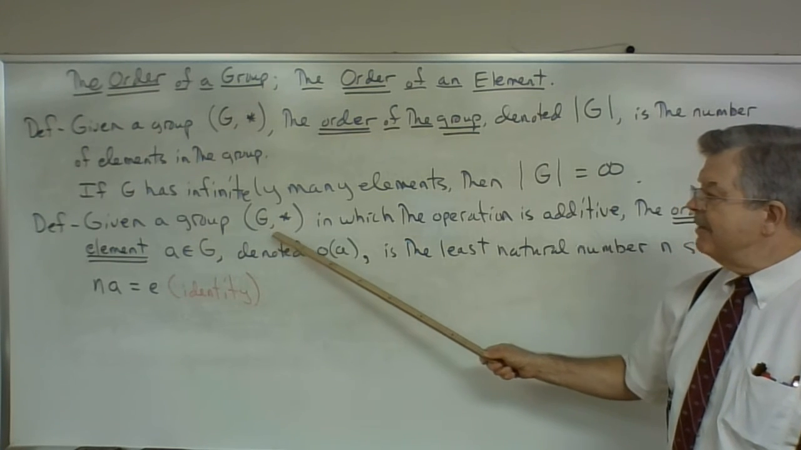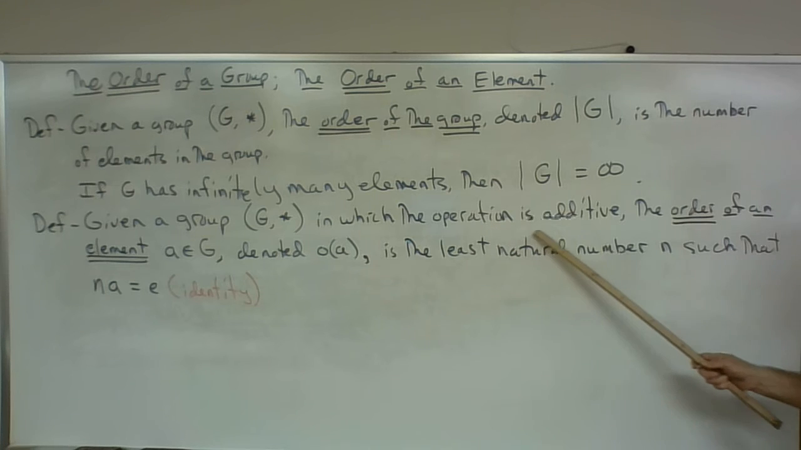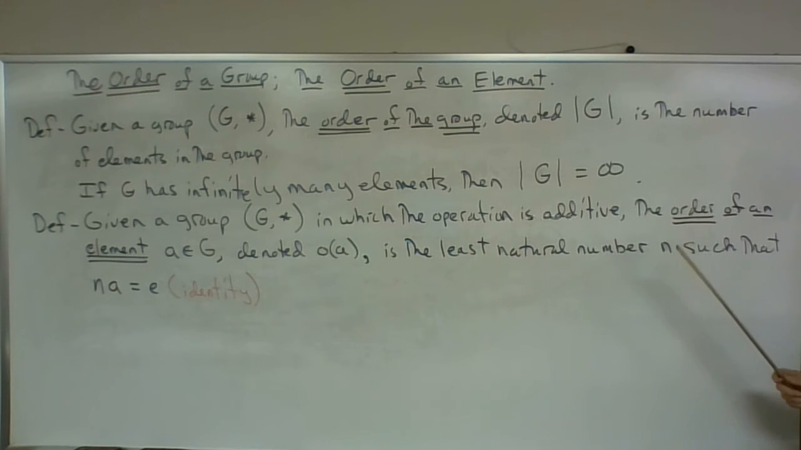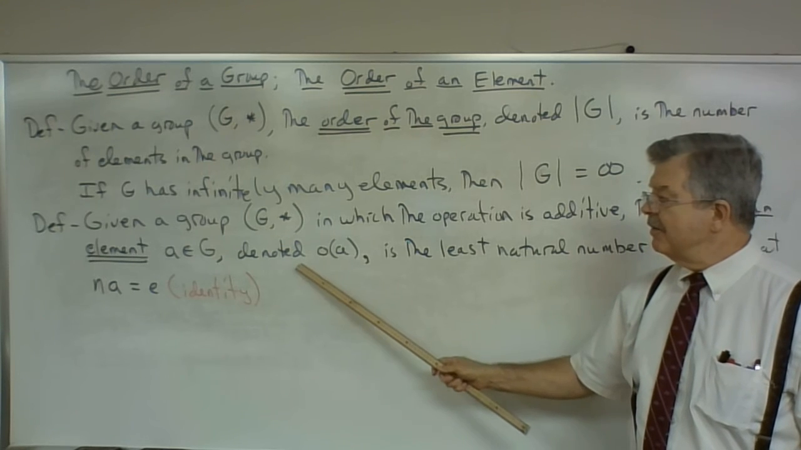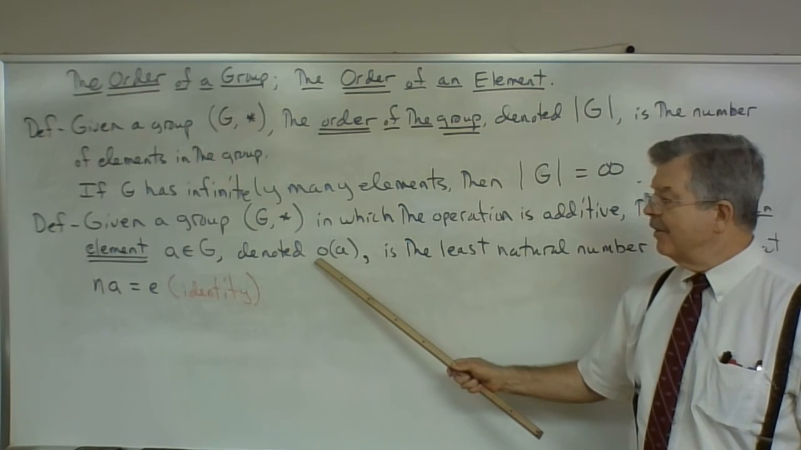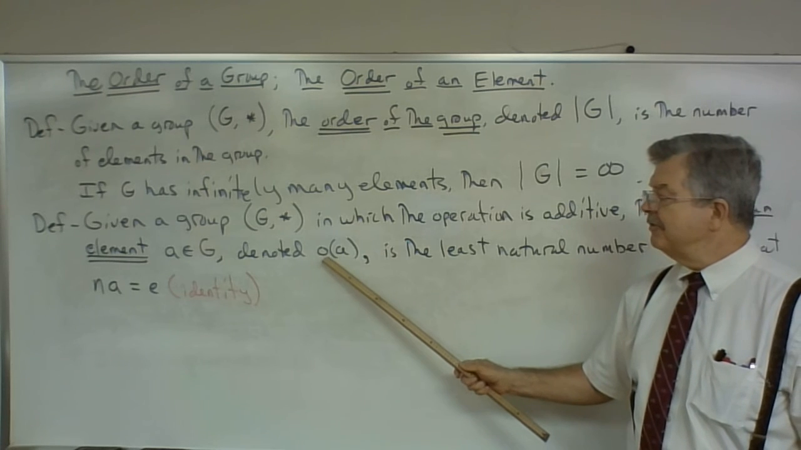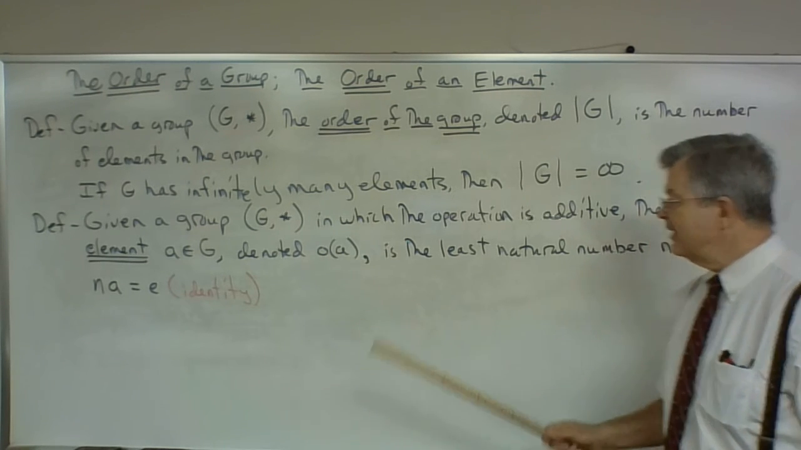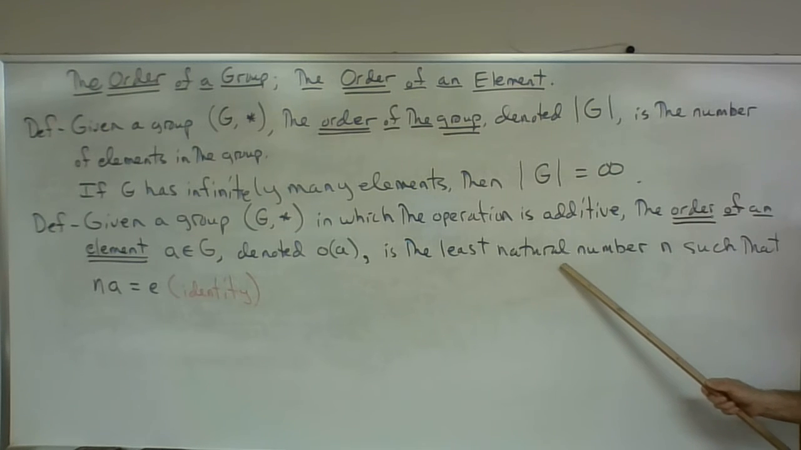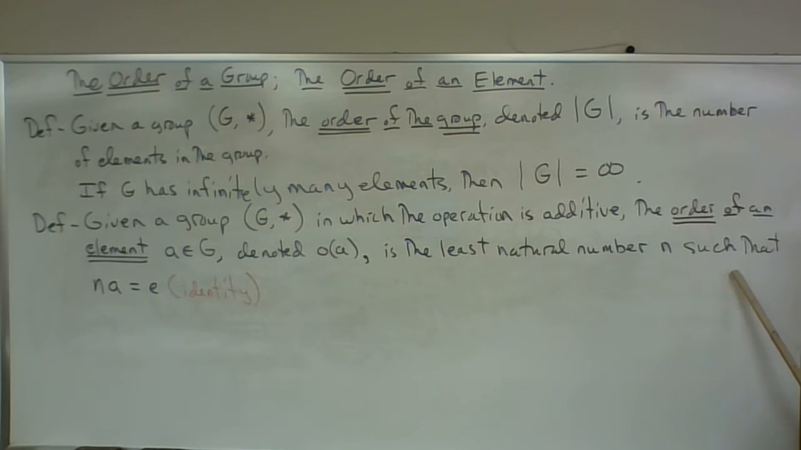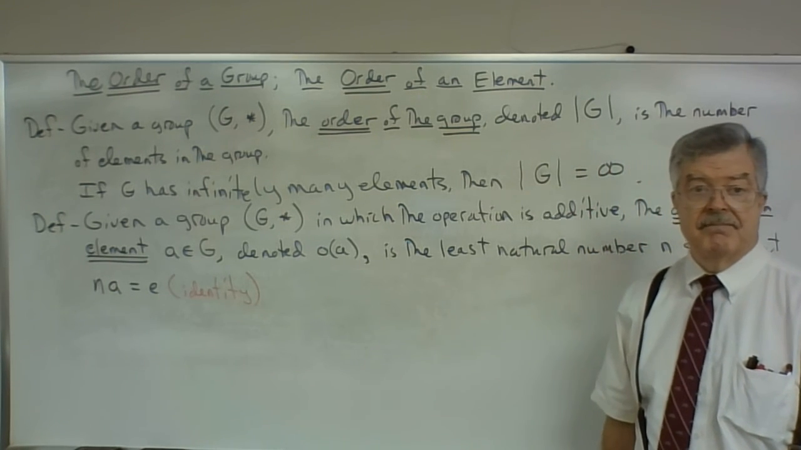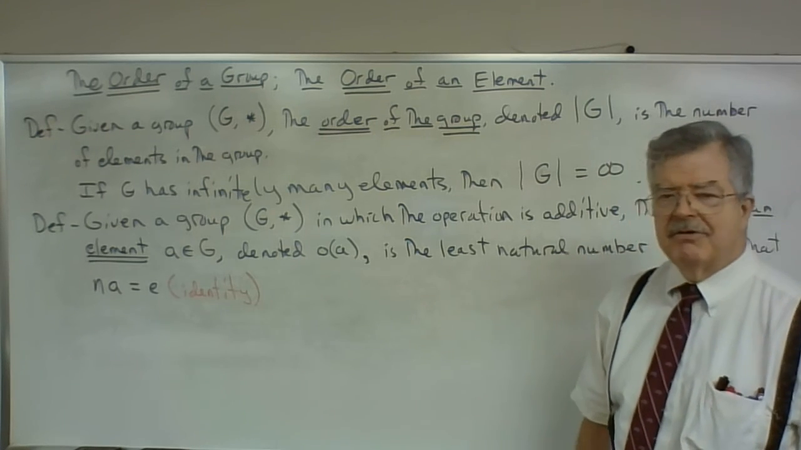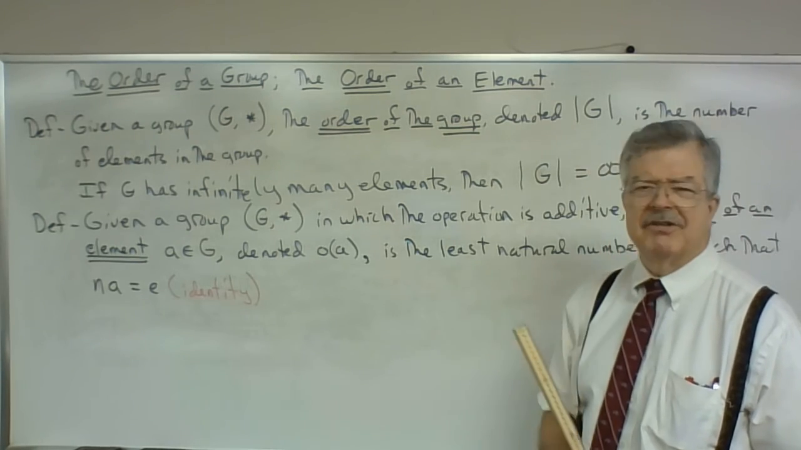Given a group G with binary operator star, in which the operation is additive, the order of an element of the group, let's say A, is denoted this way, O of A, O for order. So this is the order of an element A in the group, and it's defined to be the least natural number n such that n times A is the identity. And we can look at that two different ways. They're actually equivalent.